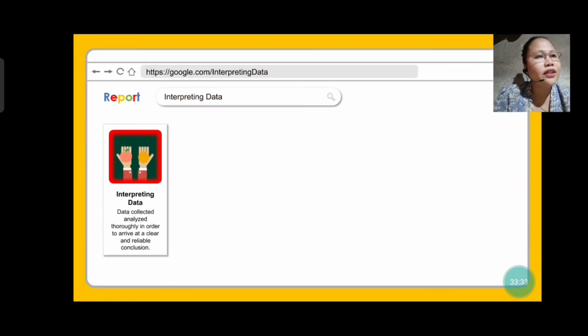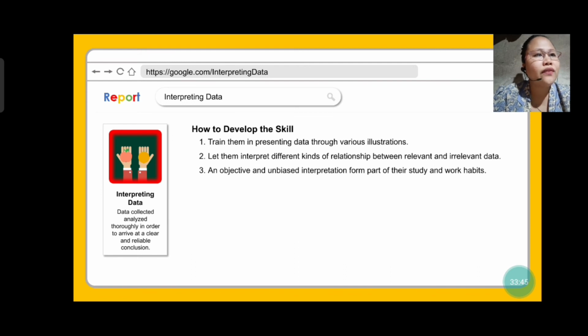And then we have interpreting data. Interpreting data means data collected is analyzed thoroughly in order to arrive at a clear and reliable conclusion. So how to develop the skill of interpreting data? Train them in presenting data through various illustrations. To interpret the data, they know how to collect the data. After collecting, they will present the data through graphs or other illustrations.